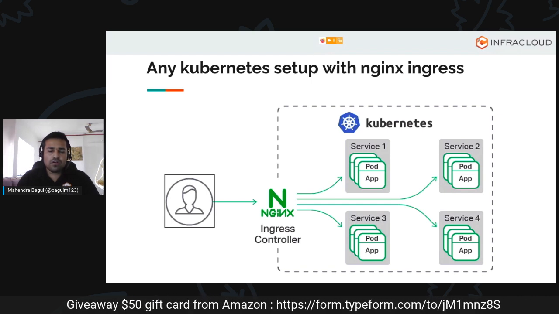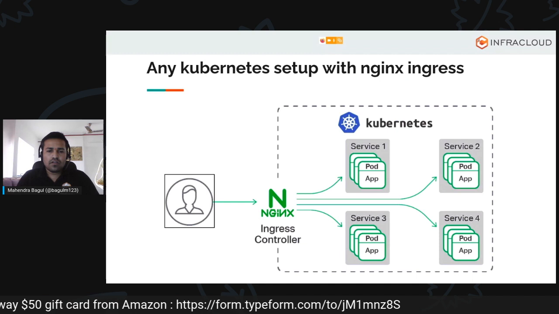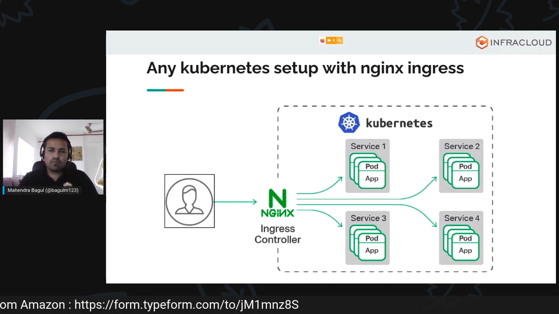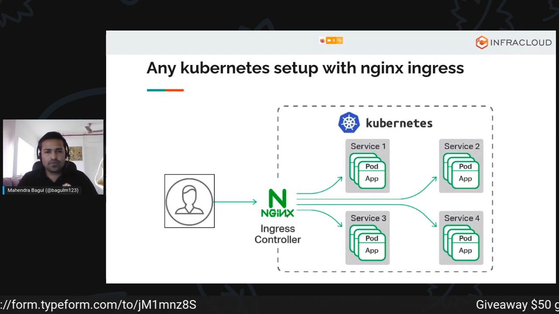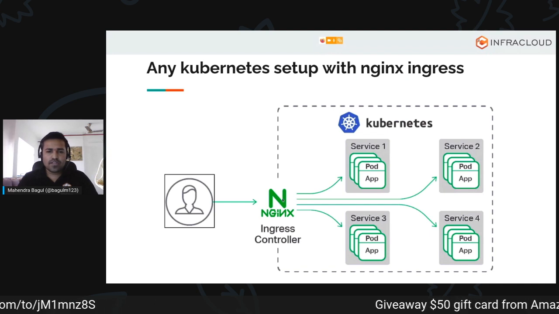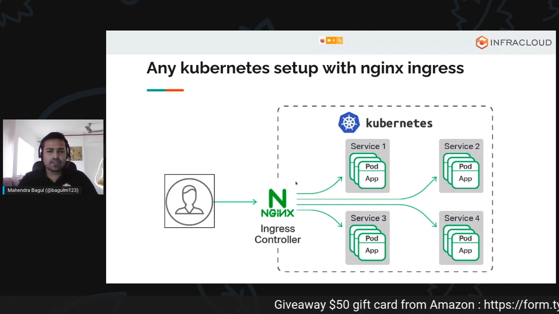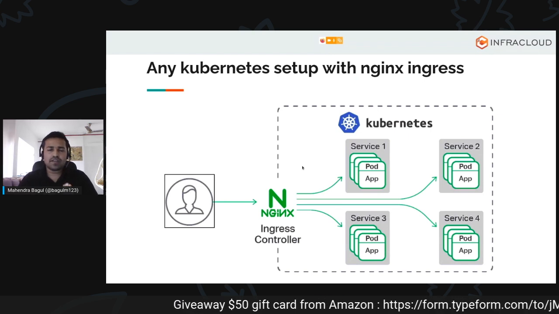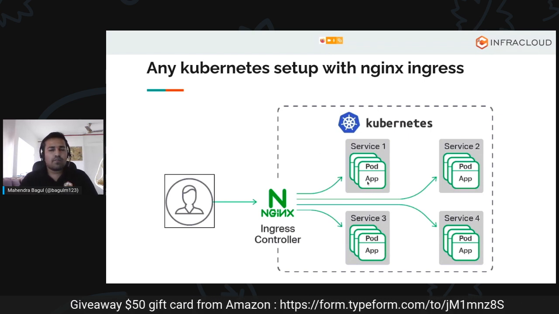So for example, Contour or Ambassador is there, or Glue is there, right? So for my demo, I have used Nginx Ingress controller. Okay, so that basically just handles the lifecycle of Ingress, I can say. So Ingress is another Kubernetes object like service and pod and deployment.